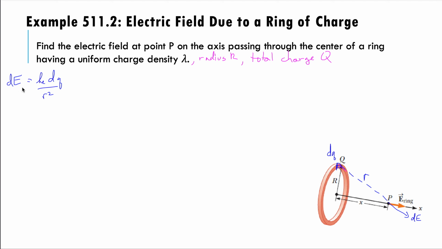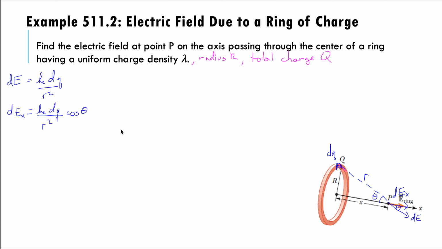And let's go ahead and write what we're looking for. We're looking for dEx, the x component, which is along this way. And so let's define an angle theta over here so that our dEx is going to use the cosine because it's adjacent. So dEx equals ke dq over r squared cosine theta.